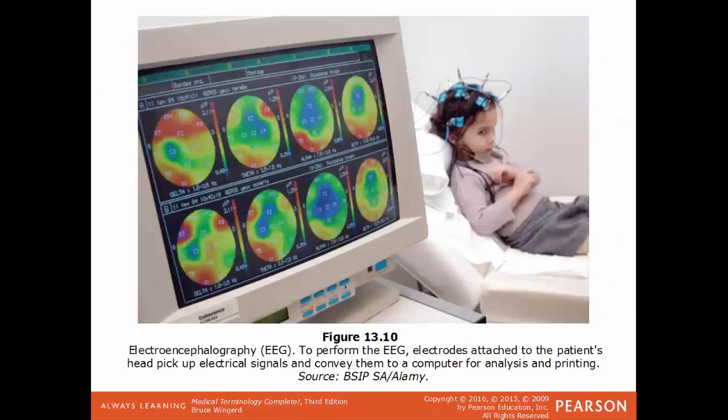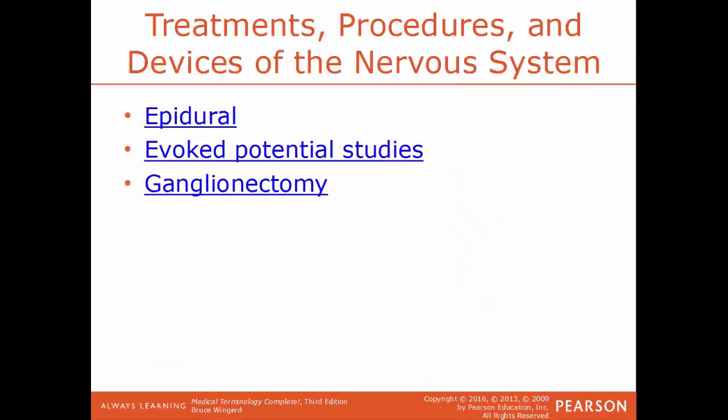Here's an example of how that would look. This young girl is going through the process of an EEG. You can see the various electrodes that are placed on top of her head, and brain activity is being monitored here. Next term, epidural. This is a reference to the dura mater, which is one of the meninges that lines or that protects the spinal cord and the brain. And there's a space just above that. That's where the epi part comes in. So it's the epidural space.